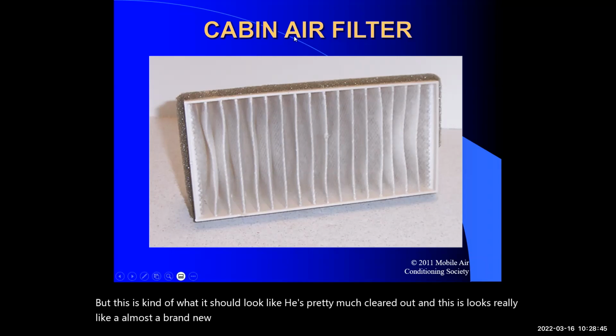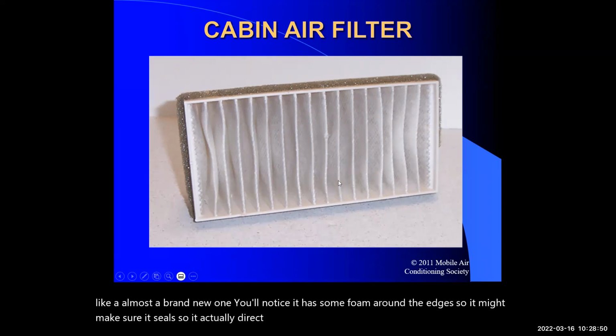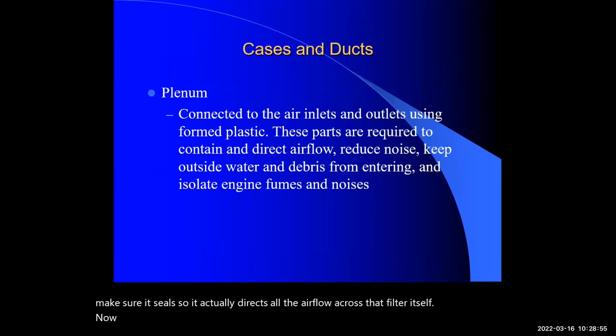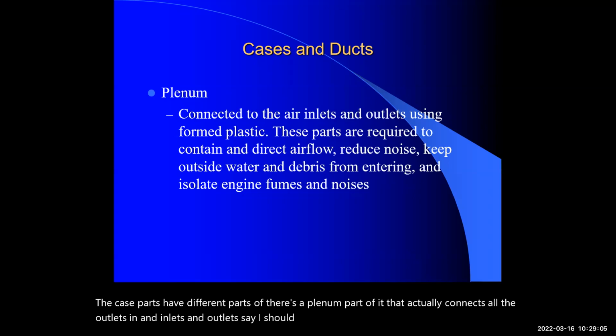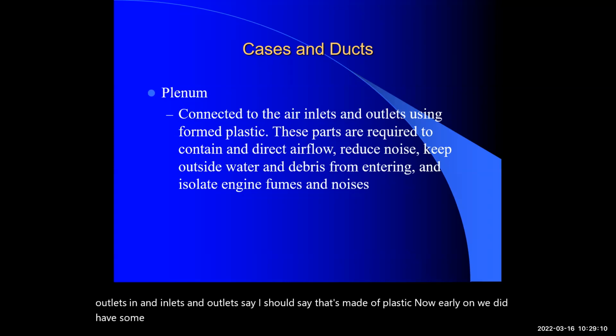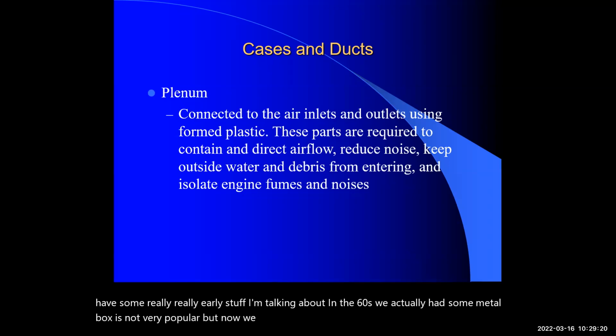You'll notice it has some foam around the edges, so it makes sure it seals and directs all the airflow across the filter itself. Now the case has different parts. There's the plenum part that connects all the air inlets and outlets, and that's made of plastic. Early on, in the 60s, we actually had some metal boxes. Not very popular, but now we have mainly plastic.